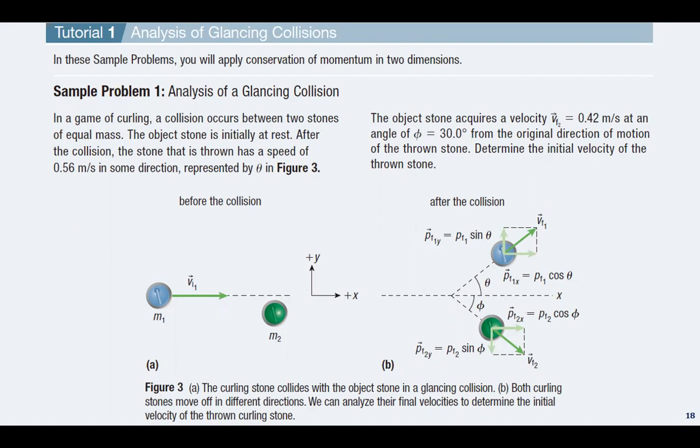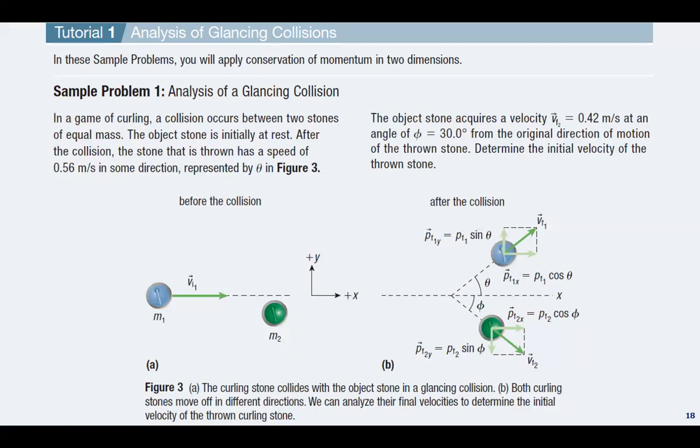In these sample problems in tutorial 1, we'll apply conservation of momentum in 2 dimensions. Okay, so first let's have a look at the first problem. In the game of curling, a collision occurs between 2 stones of equal mass. The object stone is initially at rest. After the collision, the stone that is thrown has a speed of 0.56 meters per second in some direction, represented by theta, as shown here in figure 3.